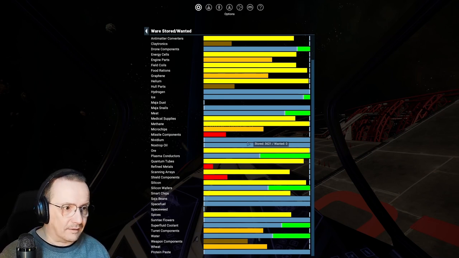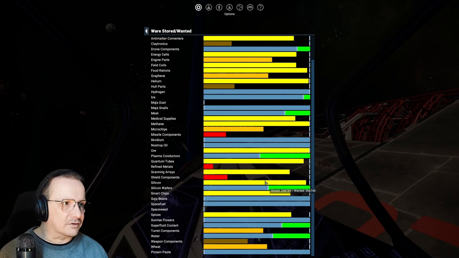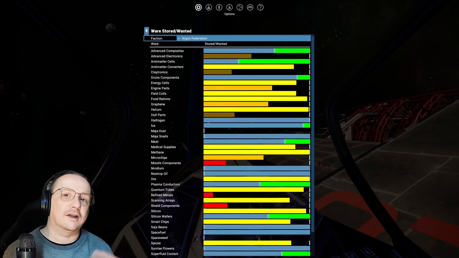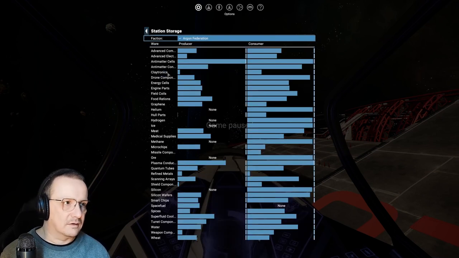You don't want to sell Nividium. They don't want any, but they have a lot stored. You don't want to sell whatever these snails are, or the superfluid coolant. So this is a pretty neat chart because you can make trade decisions with it. General trade decisions. It's just by faction and tradeware. I like that.